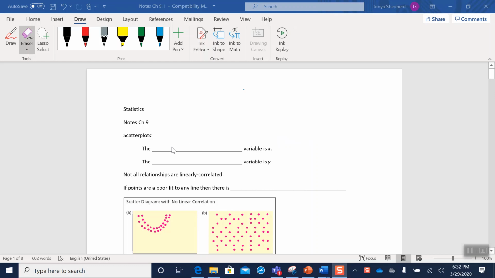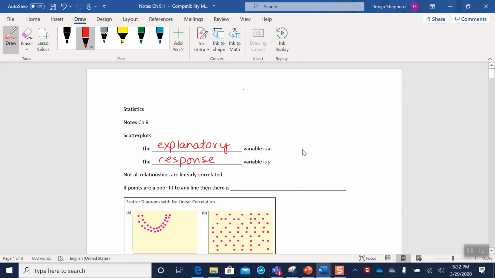First thing we need to know are some of the words that we're going to be using. So for our x variable, what you're generally going to see in statistics is that the x variable is called the explanatory variable, and that the y is called the response variable.